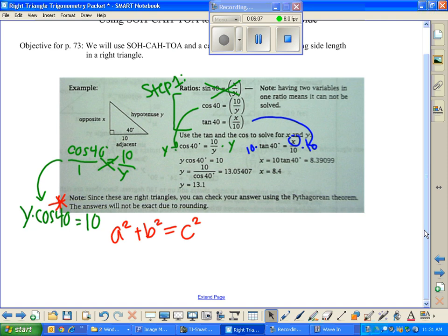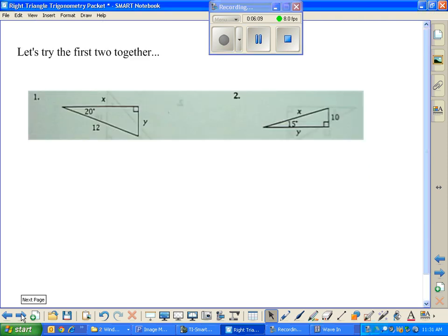All right, let's try 2 together. All right, we're at the top of that same page in your packet. We're going to solve for x and y. The first thing that is super important to do, I said it was step 1 on the previous slide, is to set up our 3 ratios.